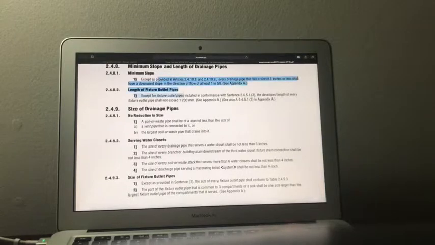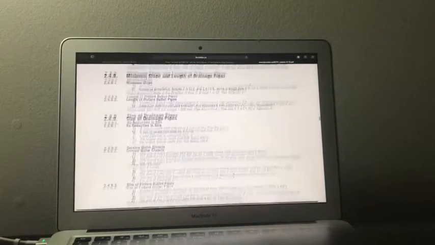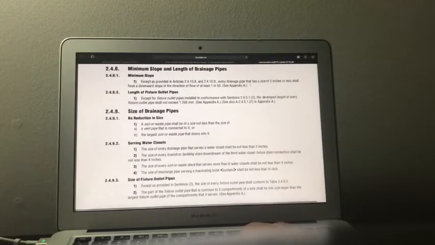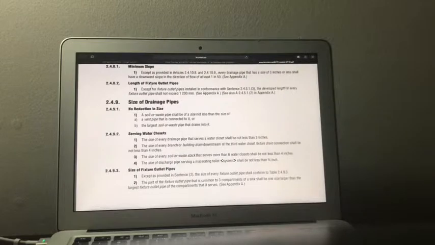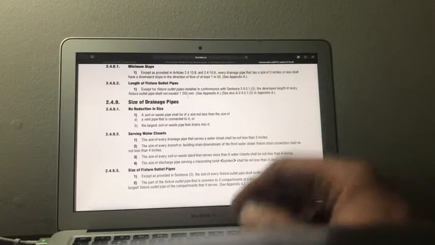Except as provided, a drainage pipe that's 3 inches or less shall have a downward slope of flow of at least 1 in 50, quarter inch per foot for 3 inch or less drainage pipe. Length of fixture outlet pipe: so this is kind of an important one. The developed length of every fixture outlet pipe shall not exceed 1,200 millimeters.